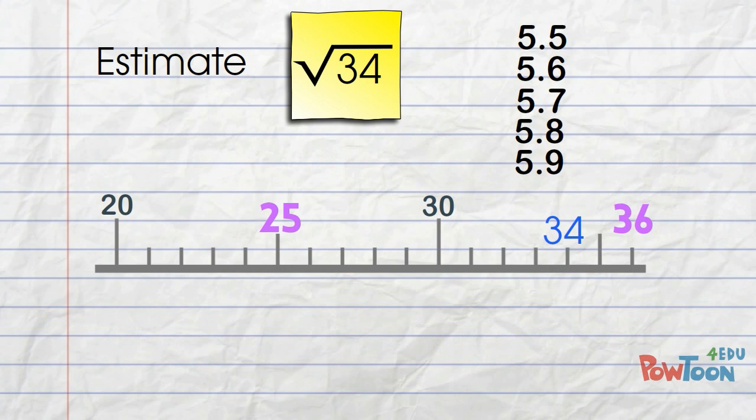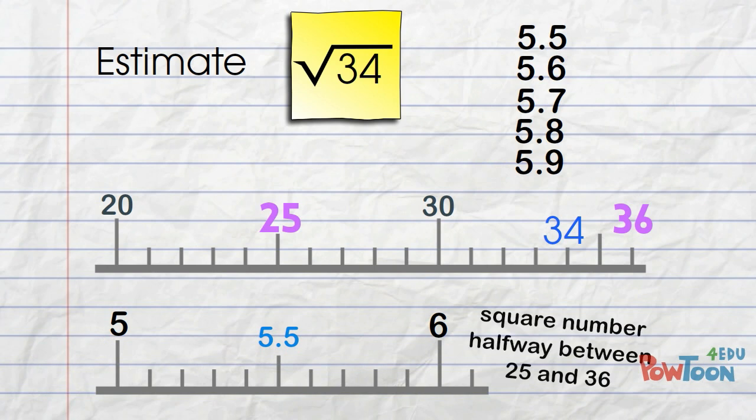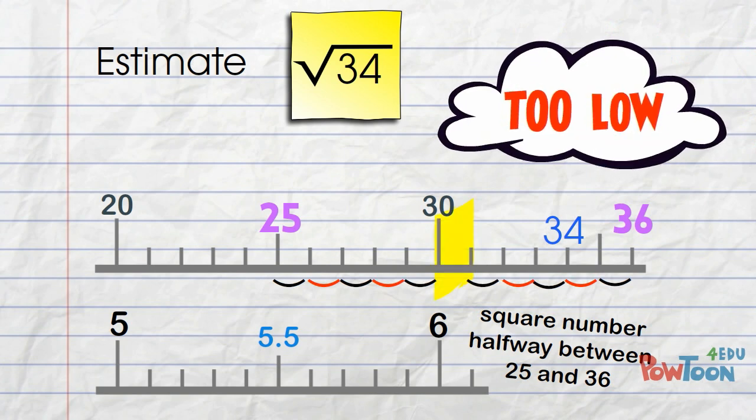Now, I could just guess a number from any of these values, but I can be more accurate in my estimate if I do a trial run like this. 5.5 is halfway between 5 and 6. That gives us a square number halfway between 25 and 36. Using the number line, we can see that this would be about 30.5. It's too low. The square root of 5.5 is too small.